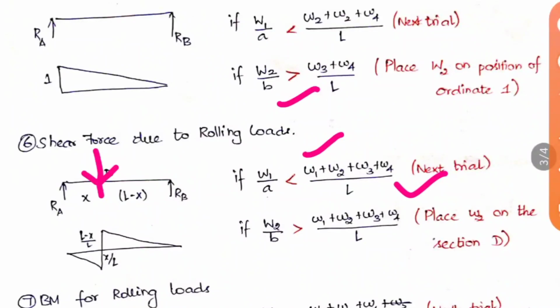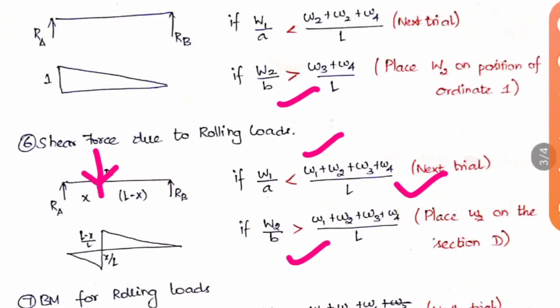So W2 by B is less than or greater than W1 plus W2 plus W3 plus W4 by L. When this is also less, you have to go for the next step, that is W3 by B. If that is also less, you have to go for the next step. Here if it is greater, you have to stop with this and place W2 on the section B.